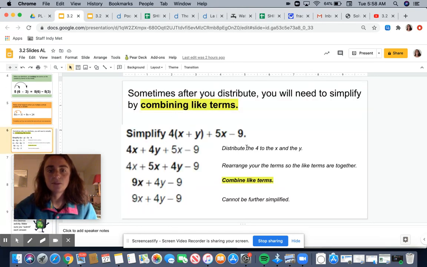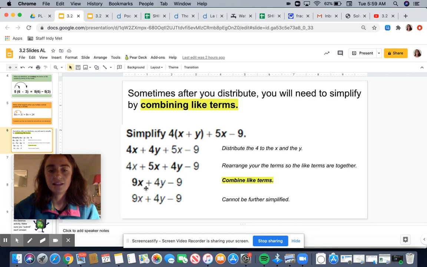So this slide shows distributing and simplifying by combining like terms all together. So you distributed the 4 to the x and the y because they're inside the parentheses. And next you could do this step, or you could just go ahead and simplify without rearranging, but rearranging helps get your terms in order so that the like ones are together, like 4x and 5x.